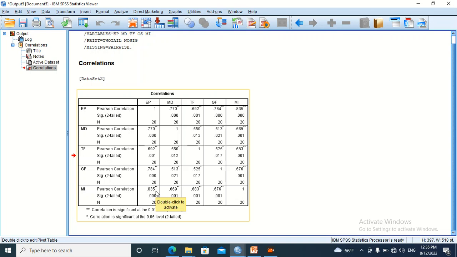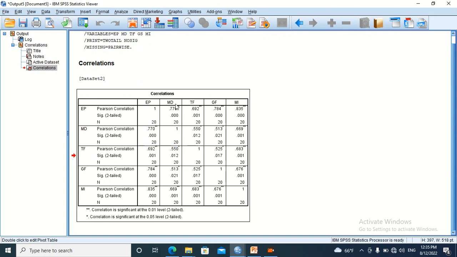Then the correlation between the dependent variable and independent variables: EP to TF is 0.692, which is less than 0.7, so it is a strong correlation. The remaining ones are very strong correlations, especially MEI, GF and MED, which correlate with each other very strongly.